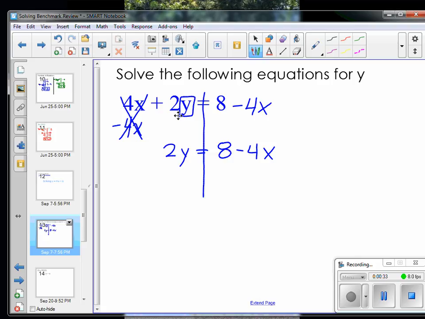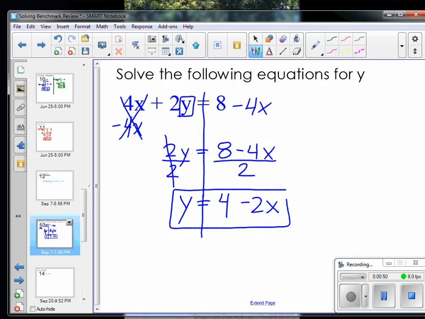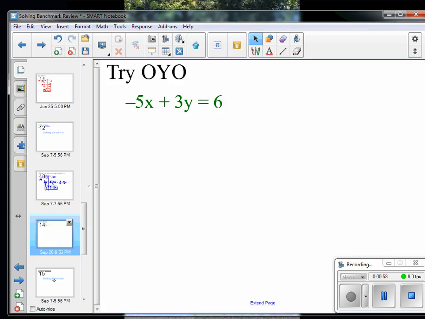2 is connected to the y by multiply, so I'm going to divide, and I need to divide on this whole side. So there, we're left with y alone, which is what I want. And then all we have to do is finish dividing. So 8 divide 2 is 4, and 4 divide 2 is 2. So I just simplified that. And if you think about it, it's really 8 over 2 minus 4 over 2x. All I did was divide those, okay? So go ahead and try this one on your own. See how you did.